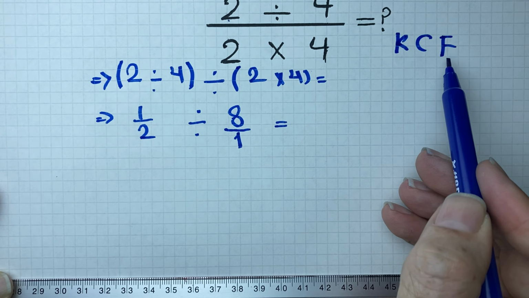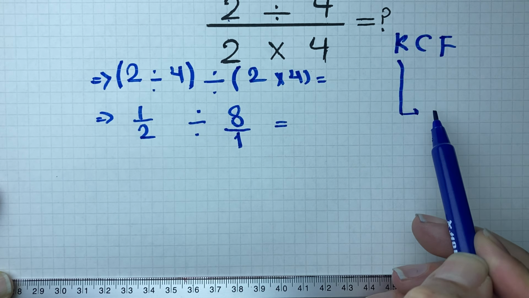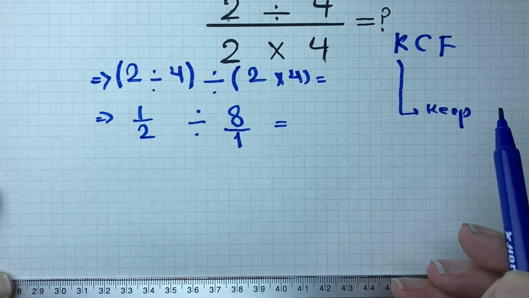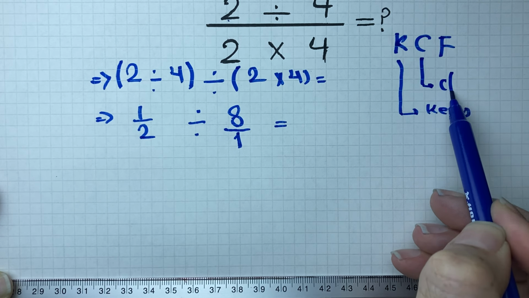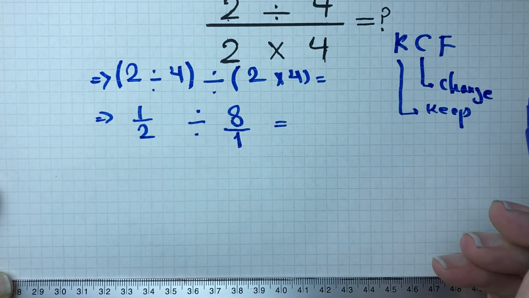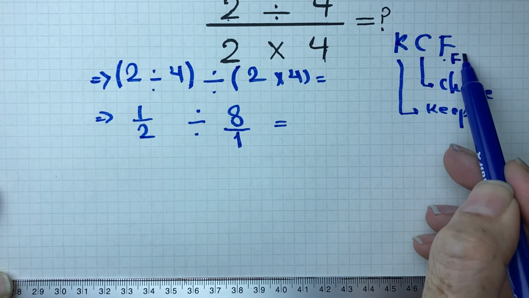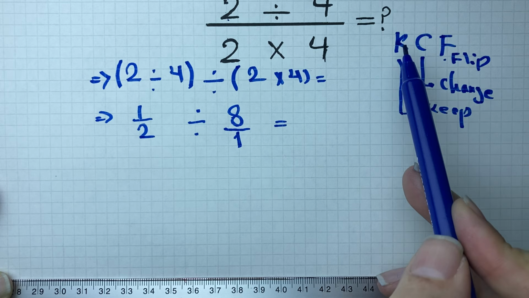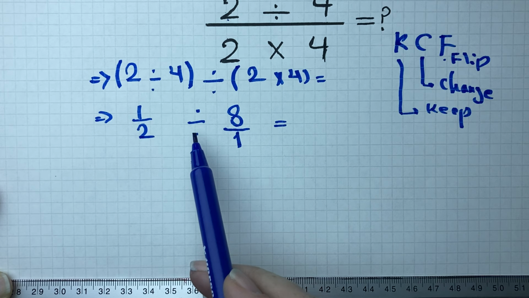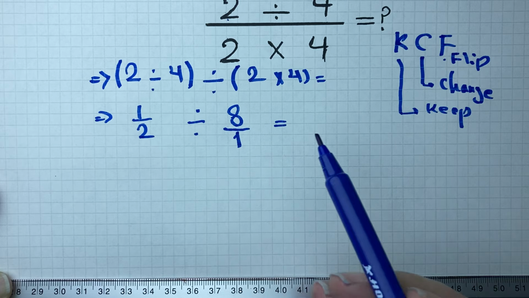KCF. But what is KCF? K stands for keep, C stands for change, and lastly, F stands for flip. Now we are going to follow KCF to solve this division of two fractions.